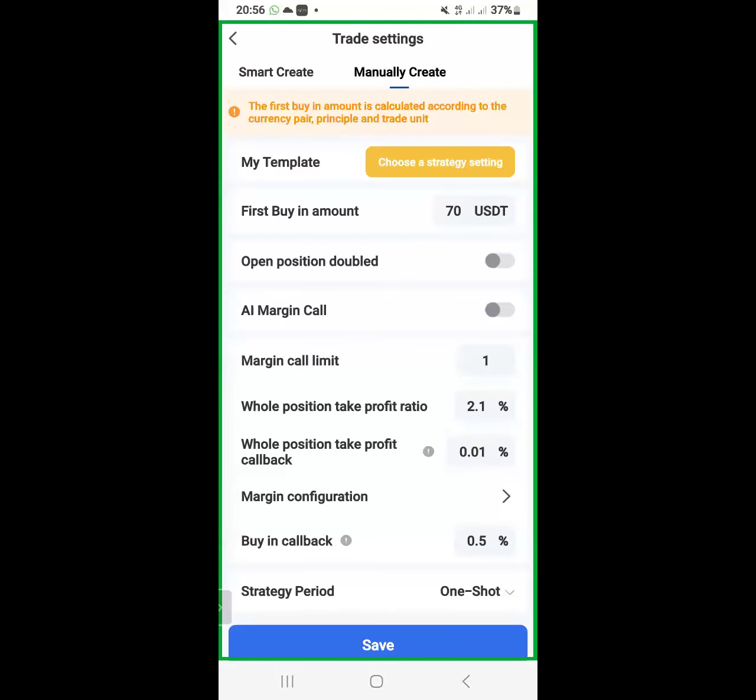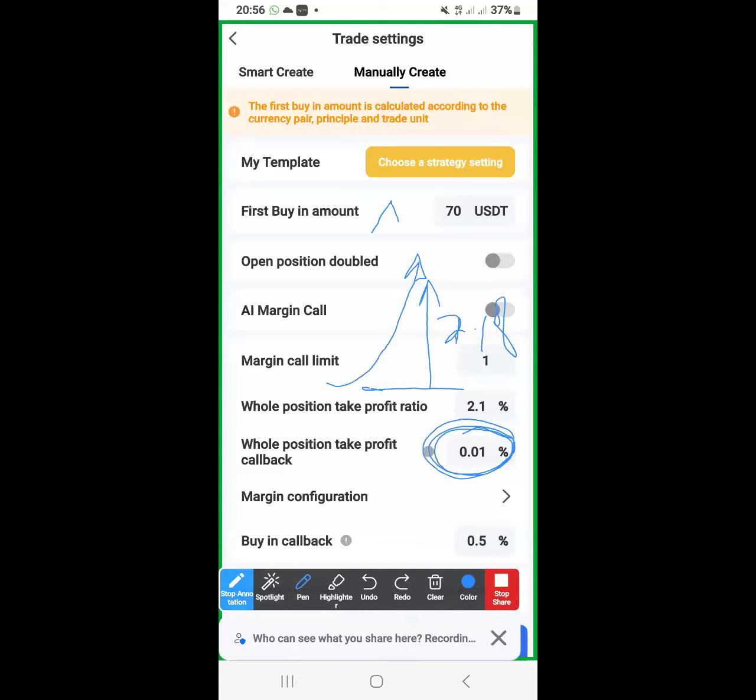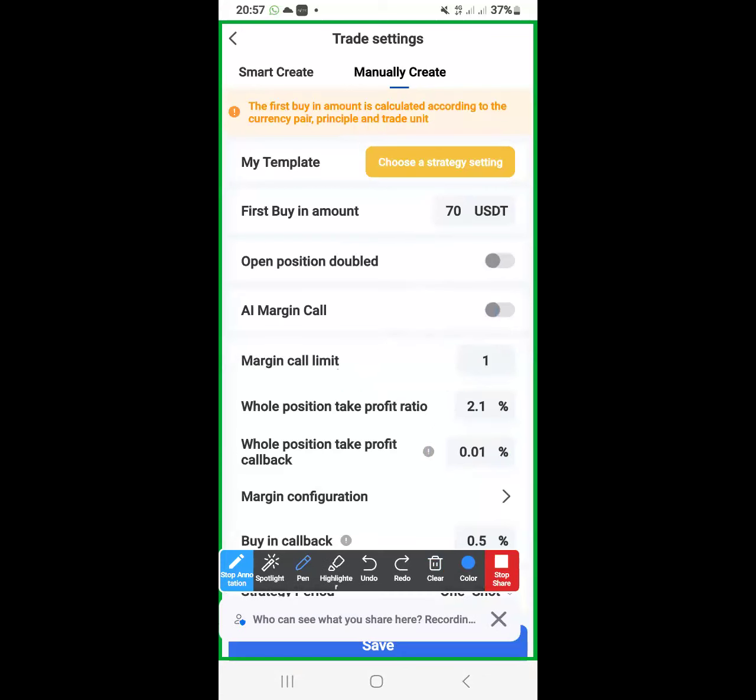Okay, so the wall position take profit callback will always affect the take profit. How? The robot will monitor the rise in the market price. But at the same time as it is monitoring, it is waiting for an opportunity where the price may begin dropping, and the drop is by 0.1. That is when it is going to sell.